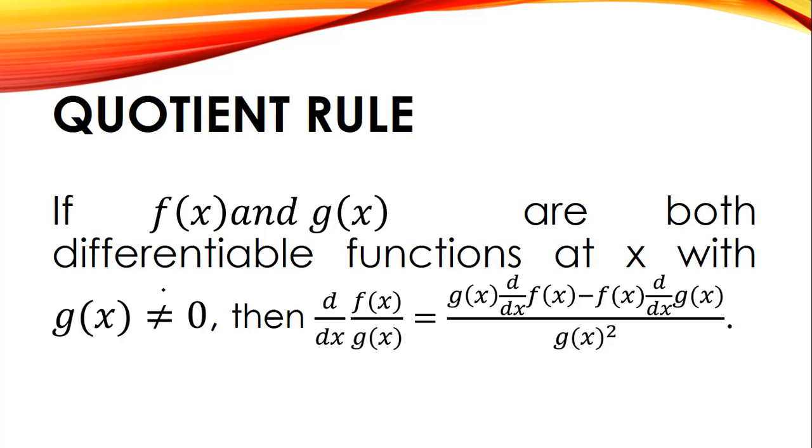Or simply, this is what we call low d-high. Low, because this is the one at the bottom. And then the derivative of the high: low multiplied by the derivative of the function on top, our high. So g of x, derivative of f of x, minus high d-low. This is the one on top, times the derivative of the one at the bottom. Low d-high minus high d-low.